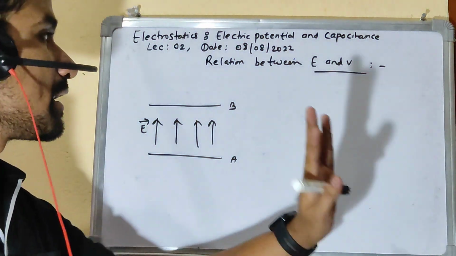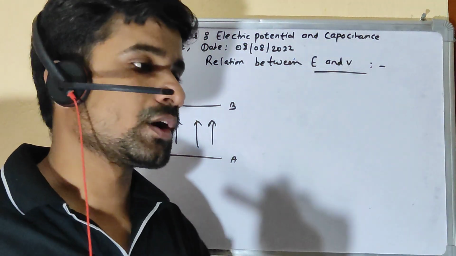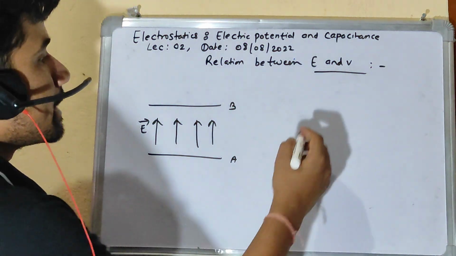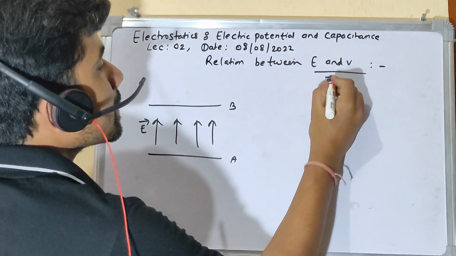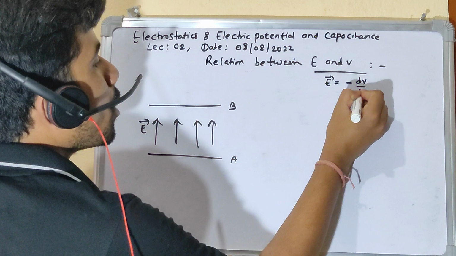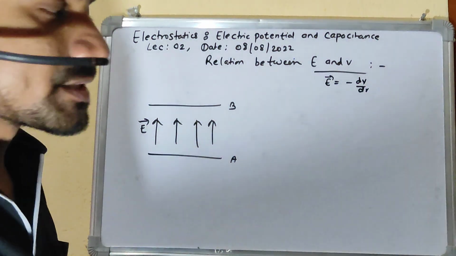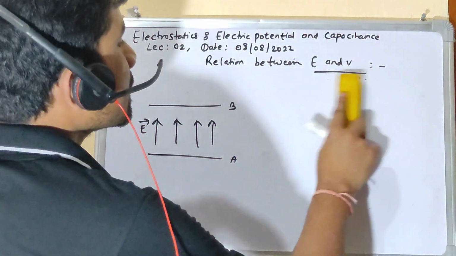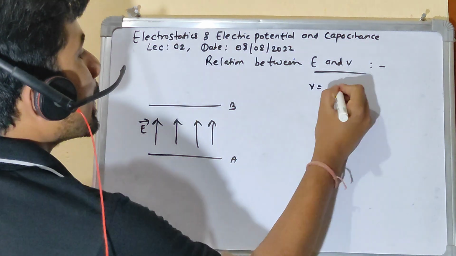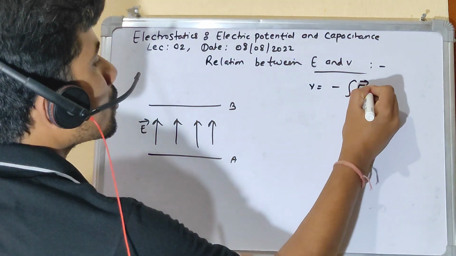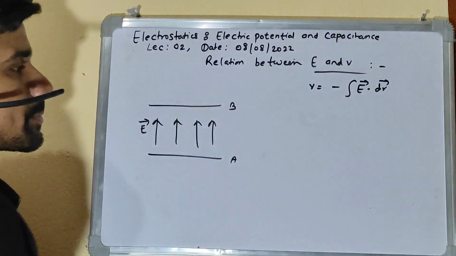Potential is a scalar quantity. Electric field intensity is a vector quantity. So we discussed E is nothing but dV by dr. Or before that, we discussed V is nothing but the negative of the integration of the dot product of E and position.